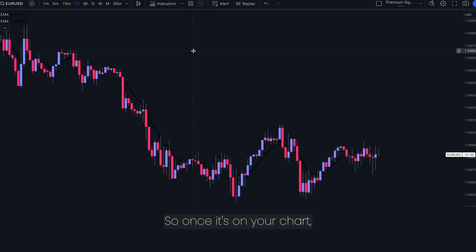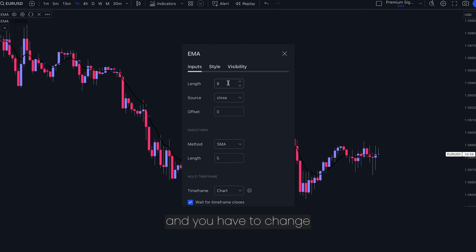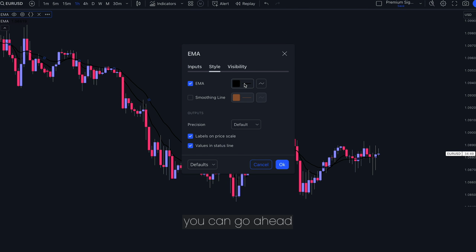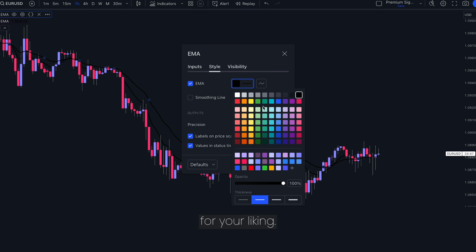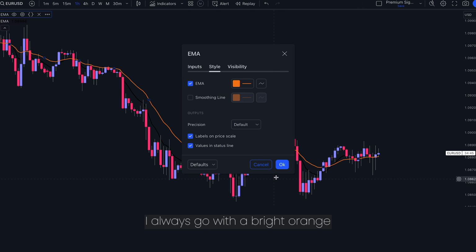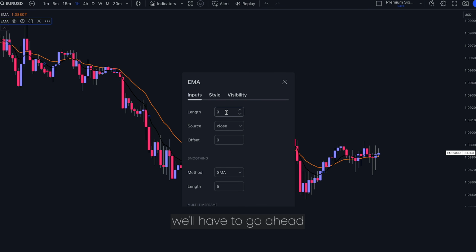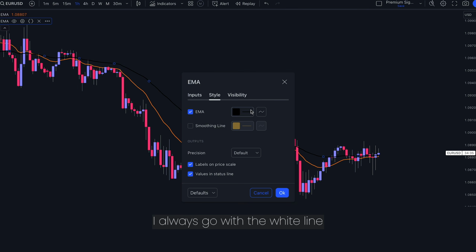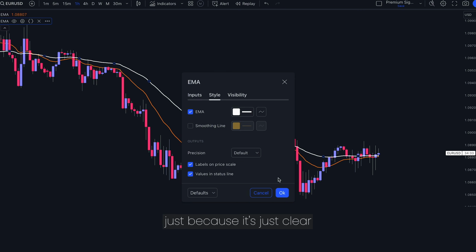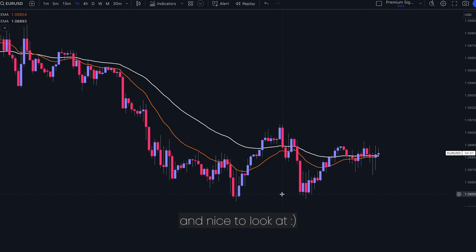So once it's on your chart, just go ahead into the settings of the first exponential moving average, and you have to change the default value from 9 to 20, and inside the style option you can go ahead and change the color for your liking. I always go with a bright orange. And now for the second moving average, we will have to go ahead and use the length of 50. Once again, I always go with the white line just because it's clearer and nice to look at.